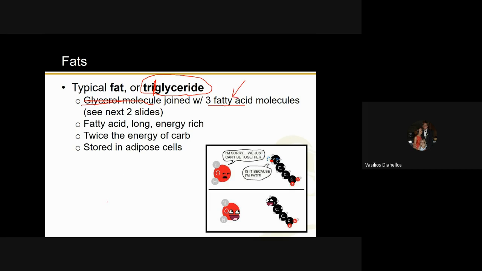So anyway, moving on, a typical fatty acid is very long, and because of that, it's very energy rich. The best way for me to explain it is, the more energy that goes into building a molecule, the more energy there is to be released when you break it. So obviously, the bigger a molecule is, generally speaking, the more energy it takes to build it. So that's something to keep in mind. How much energy? Well, your book tells us it is twice the energy of a carbohydrate.